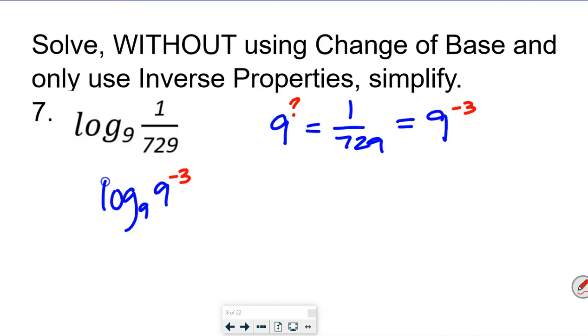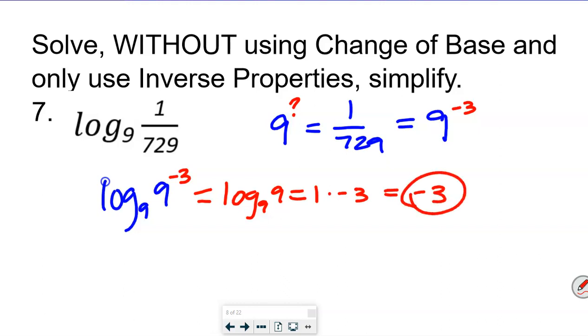So how do I know that? Because if I put 9 to the negative 3 in the calculator, I get 1 over 729. And 9 to the third is 729, okay? The 1 over means it's negative. So here again, I want you guys to see what this really means. Log base 9 of 9 is equal to 1. And then it's 1 times negative 3. So our answer is negative 3, okay? Which is what is the exponent right there.